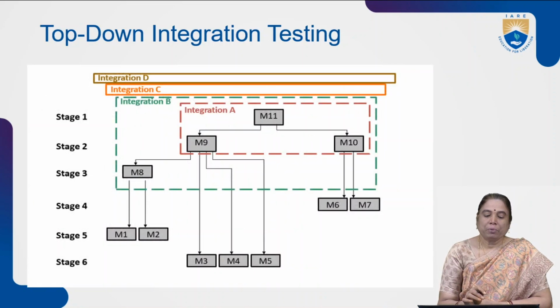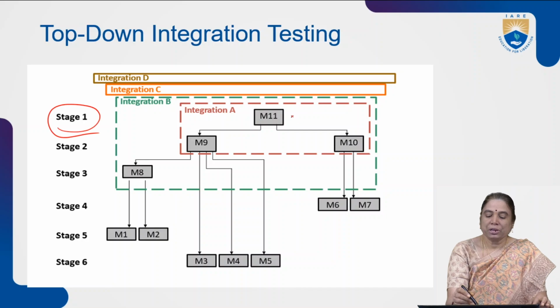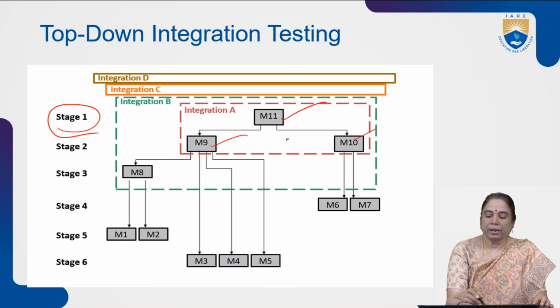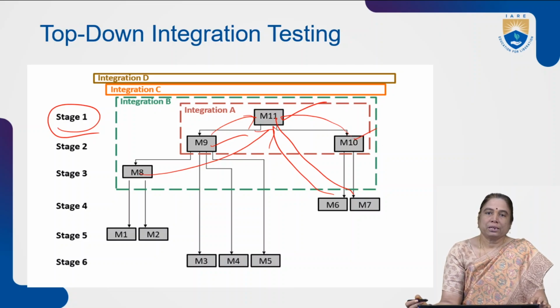Consider an example for top-down integration testing. Here are the modules to be integrated during stage 1 of the integration: module 11, module 9, and module 10. In stage 2, modules 9 and 10 are integrated with module 11. Next, in stage 3, module 8 is considered and integrated into this architecture. In the next stage, the next level of modules, M6 and M7, are considered. In this way, top-down integration adds the modules in ascending order.